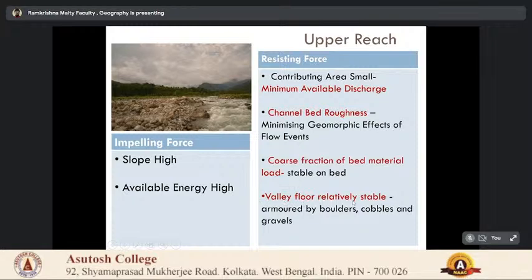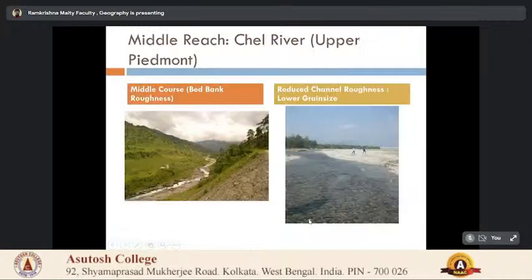And that's why the valley floor is relatively stable. The valley floor is relatively stable because those boulders are stable on the bed, because the available energy is not sufficient to move them down. That's why the channel bed is relatively stable, as though it is armored by the boulders, cobbles and gravels.